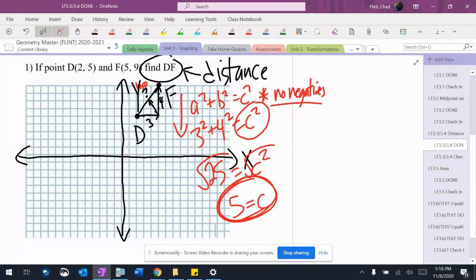Try a bunch of these, because this is something that people typically don't do well at, even though I don't think it's any harder than slope or midpoint or endpoint. I think it's about the same difficulty level.